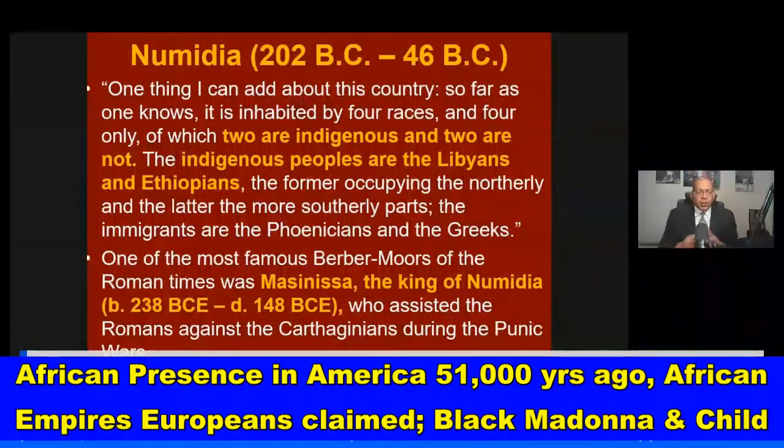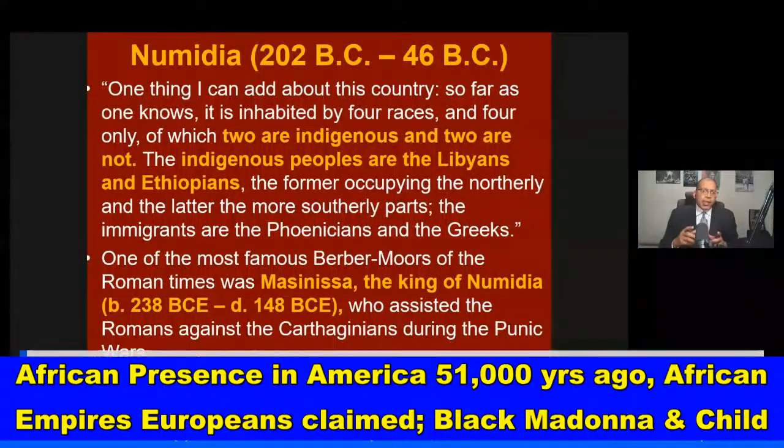The indigenous people are the Libyans and the Ethiopians, the former, the Libyans, occupying the northerly, and the latter the more southerly parts. The immigrants are the Phoenicians and the Greeks.